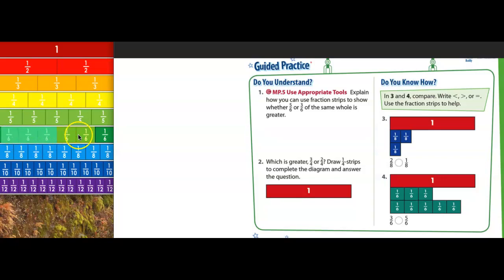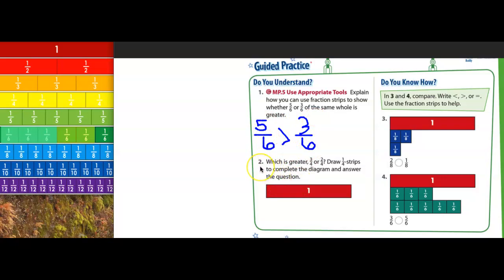So which is greater, 5/6 or 3/6? And you can see right here that 5/6 is greater than 3/6. So anytime fractions have the same denominator, the fraction that is larger is the one that has the bigger numerator, because there are more parts and all the parts are the same size. So 5/6 is greater than 3/6.